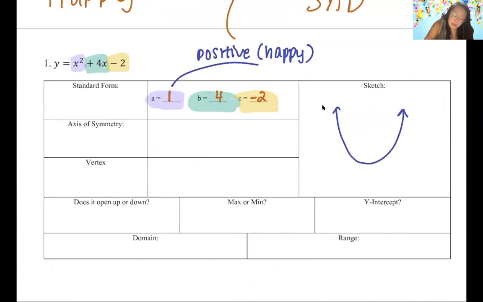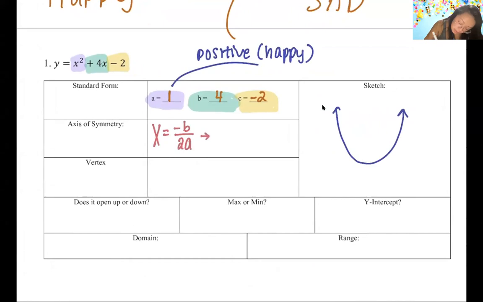Okay, let's find our axis of symmetry. We had learned in class that our axis of symmetry follows a formula, which is x equals negative b over 2a. We do have to memorize this formula, okay? Nothing I can do about it. We have to memorize it.